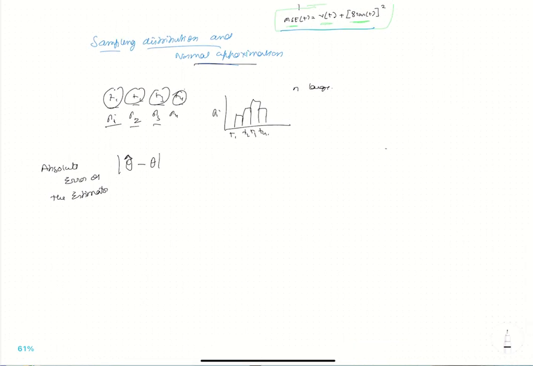How do we judge how good the estimator is? We can use normal approximation, and if theta hat follows a normal distribution, it will follow a normal distribution with a mean of theta and a standard deviation of sigma, which is the standard error of the estimator.